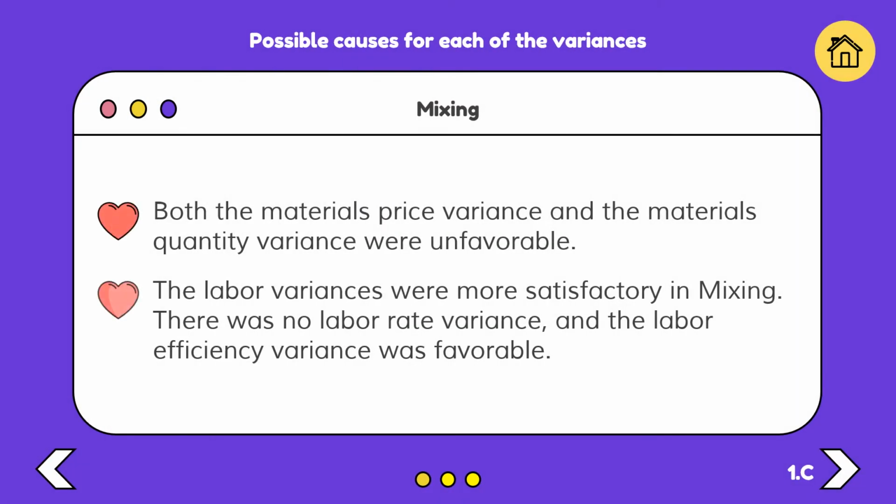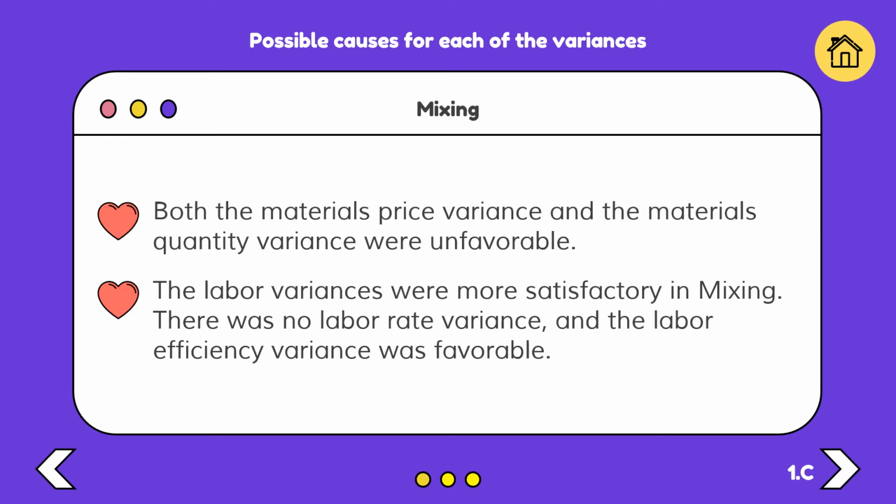In mixing, both the materials price variance and the materials quantity variance were unfavorable. If they paid more for a better quality material in expectation of having a lesser amount of waste and spoilage, the strategy was not successful. It is also possible that there were price increases for material that were not foreseen when the standards were determined.